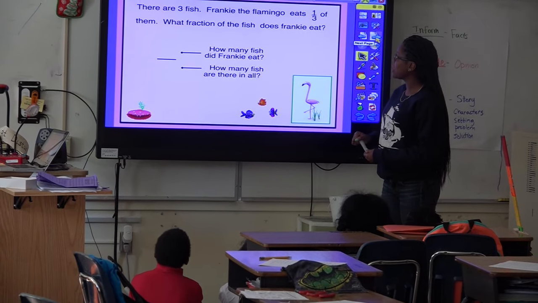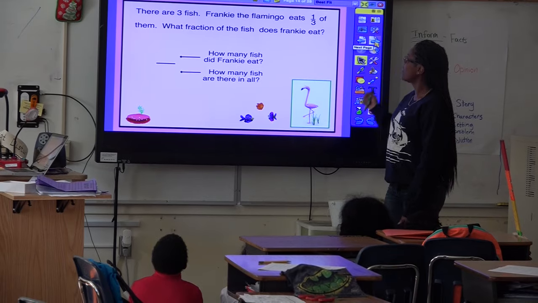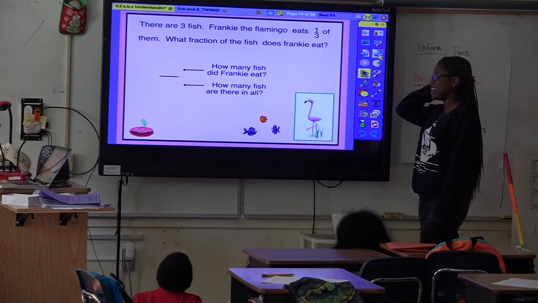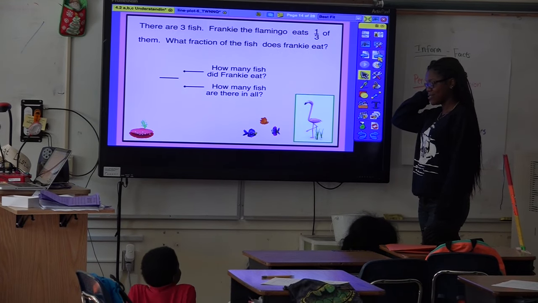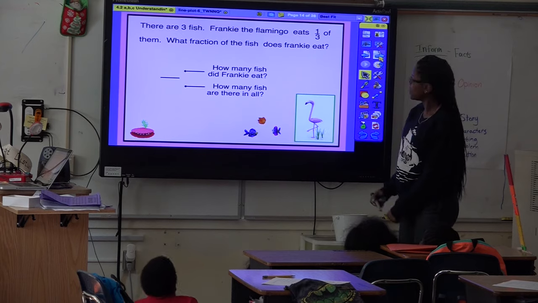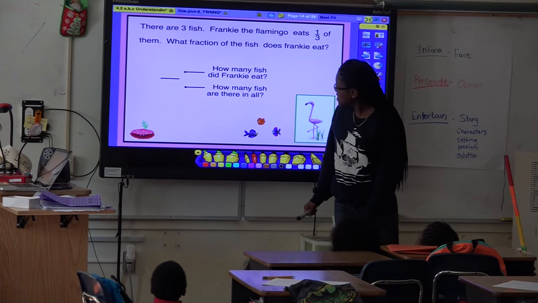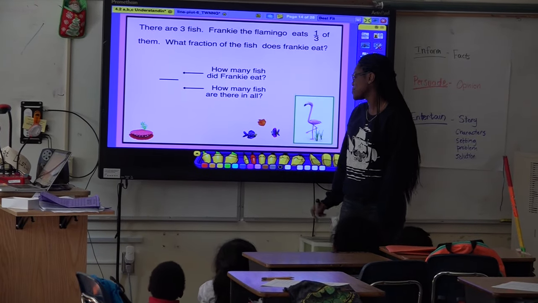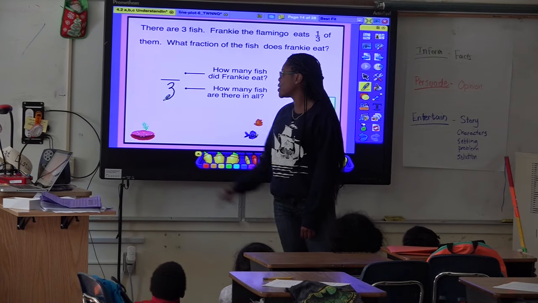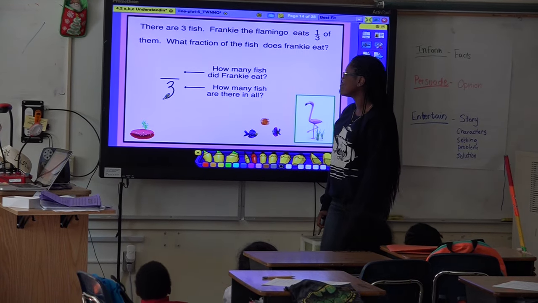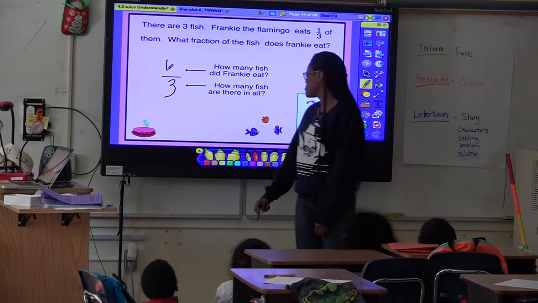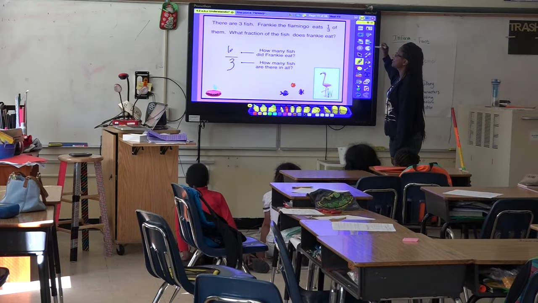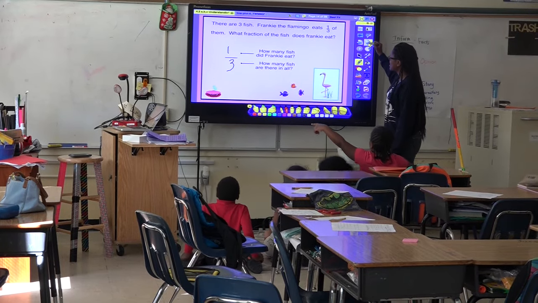three fish. Frankie the flamingo. Frankie the flamingo eats 1/3 of them. What fraction of the fish does Frankie eat? 1/3. It only says this. How many fish are in all? Three. How many got eaten? Probably the one that's dancing because it's moving around.